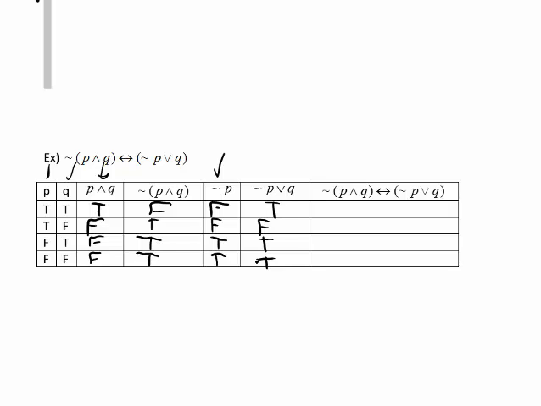Now, for the very last column, I'm going to be looking at this column with this column. Now, because it's an if and only if, both of the statements must have the exact same truth value in order for it to be true. So for the first one, it's false, if and only if true, that's false. True, if and only if false, that is false. True, if and only if true, that's a true statement. And true, if and only if true, is also a true statement.